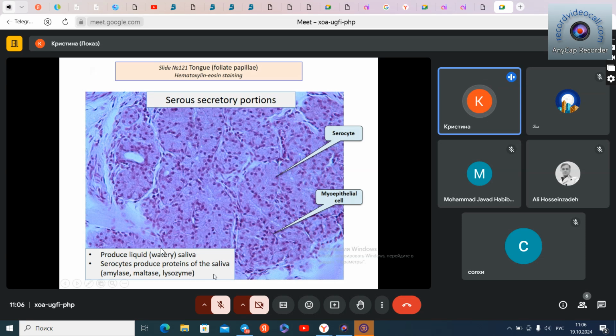This type of gland produces more liquid, more watery saliva, which contains water and the proteins. The proteins produced by serocytes include the enzymes amylase, maltase. These are enzymes for digestion of sugars, carbohydrates, and also proteins which are antibacterial, such as lysozyme.